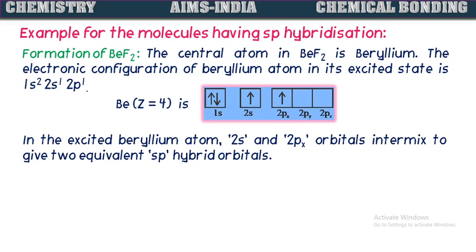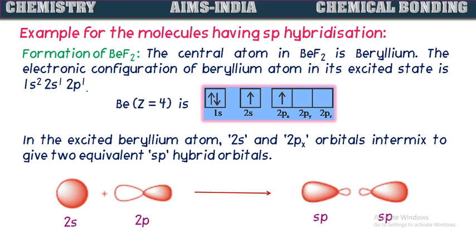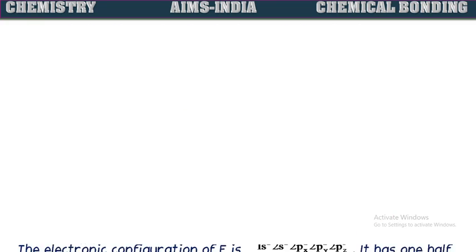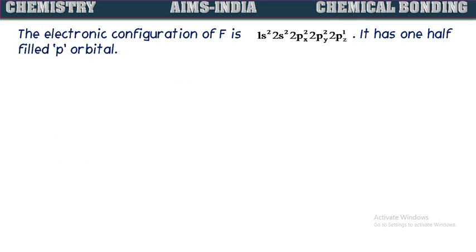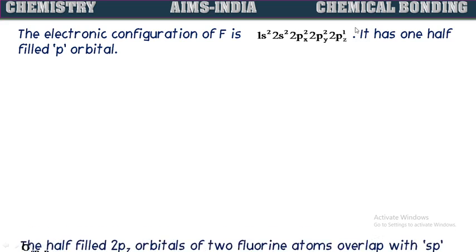In the excited state beryllium atom, the 2s and 2px orbitals intermix with each other to give two equivalent sp hybrid orbitals. So, in this way, one s orbital and one 2px orbital, each having one unpaired electron, intermix to form two equal energy sp hybridized orbitals. The electron configuration of fluorine is 1s2, 2s2, 2px2, 2py2, 2pz1. It has one half-filled p orbital, that is 2pz, with one electron.